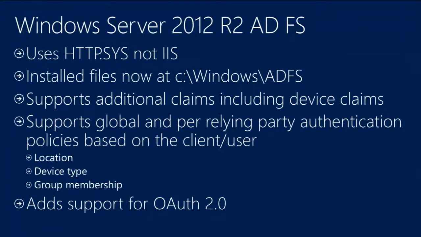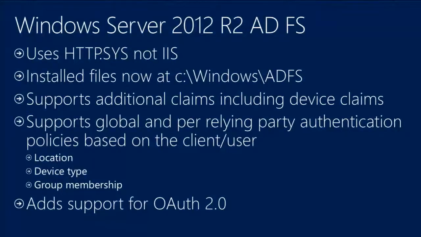There's support now for additional claim types, including device claims. This is where we have a workplace joined device, all right? And we have certain claims about the device: the operating system it's running, is it managed, is it registered, and so on. So we can actually make authentication and authorization decisions based on the device. So you could say, oh, if it's running iOS, I won't let it connect. But probably that's not a great idea, all right? But you can make that sort of level of decision.